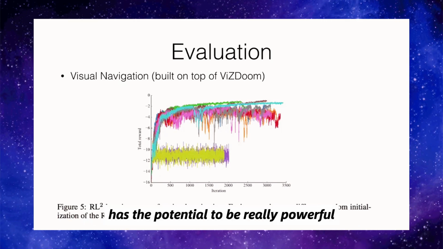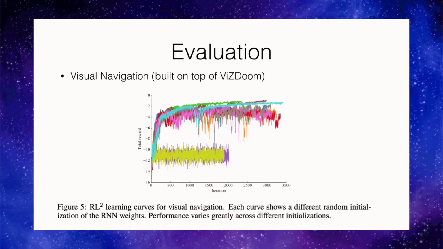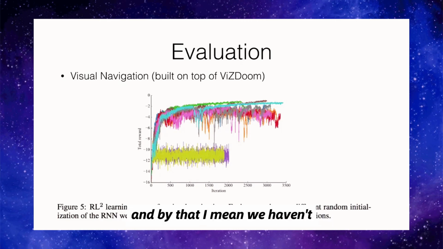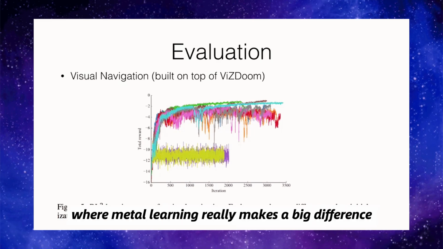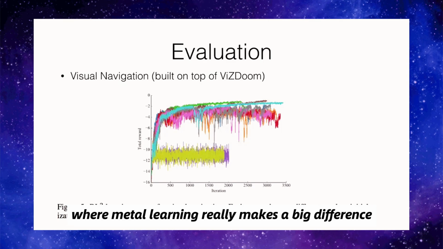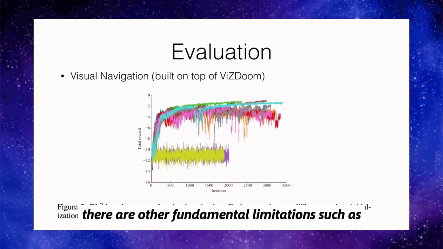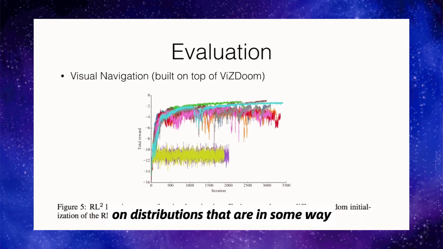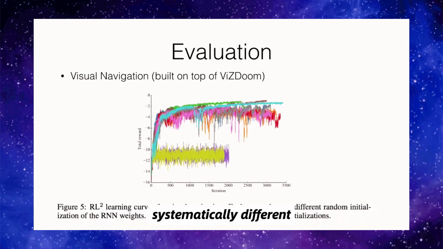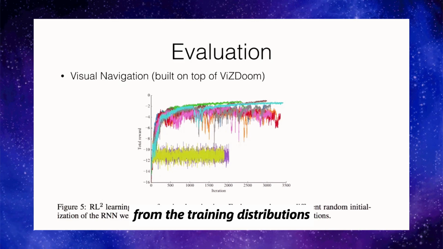meta-learning has the potential to be really powerful. We haven't really solved meta-learning, and by that I mean we haven't come up with an important application where meta-learning really makes a big difference. There are other fundamental limitations, such as how do we ensure that the meta-learner will do well on distributions that are in some way systematically different from the training distributions.